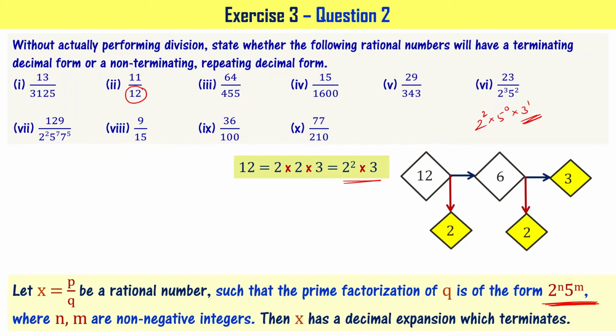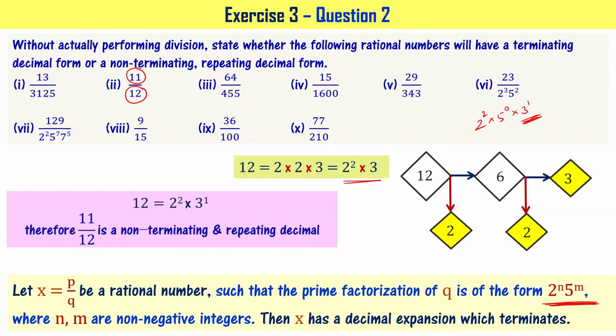That's why what we have to do is look at the numerator. Numerator is 11. It is already a prime number, right? It cannot be divided with 3 power 1. For that reason, we can simply say that the denominator of 11 by 12 is 12. That can be written as 2 square times 3 power 1. Since it cannot be expressed in the form of 2 power n times 5 power m, we say that 11 by 12 is a non-terminating and repeating decimal. Got it?